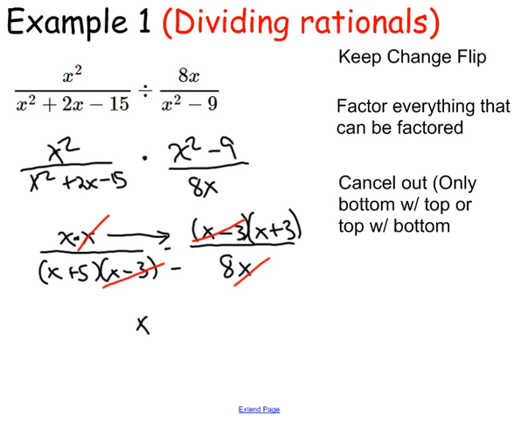Because now I got to just multiply across. So I'm left with x times x plus 3 over x plus 5 times 8. And that's my final answer.